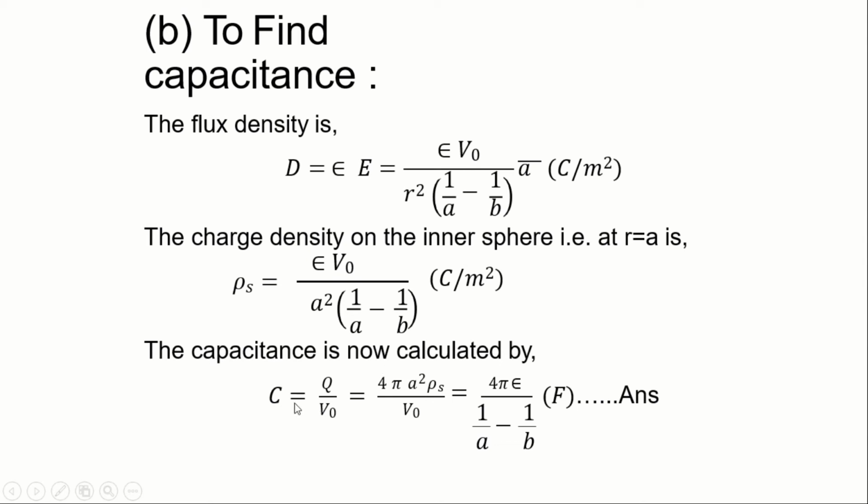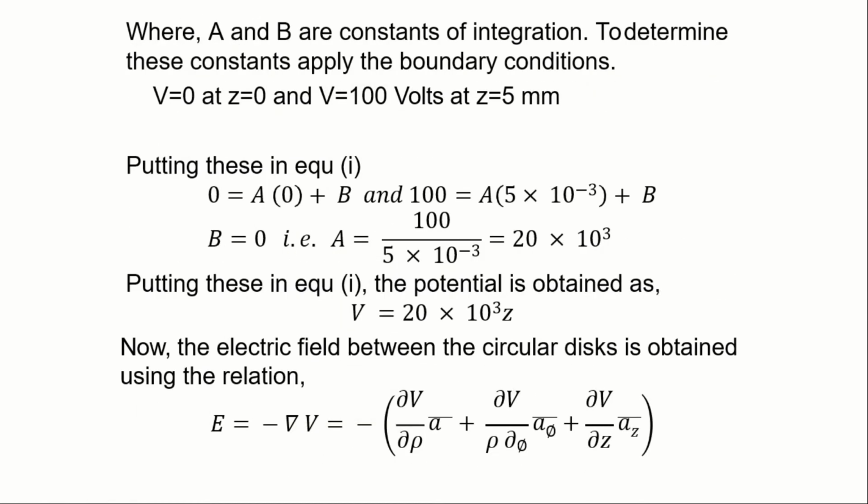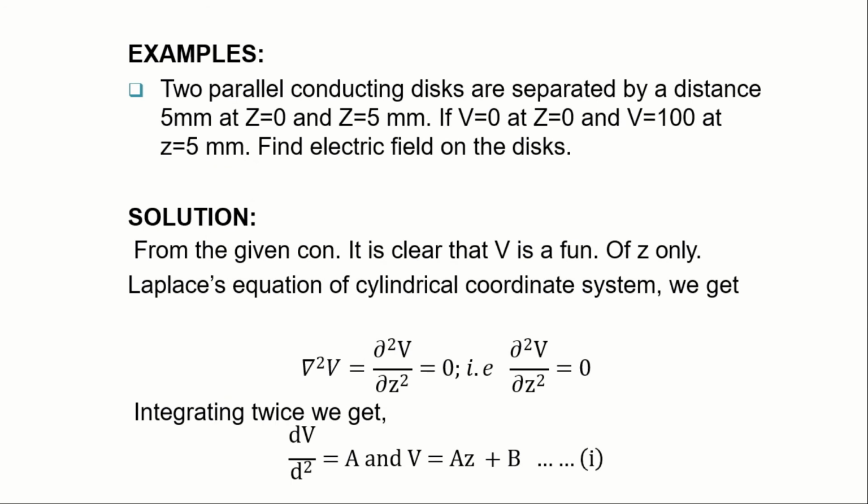Now the capacitance is equal to Q by V, where Q equal to 4 pi A square rho S. So this is the rho S. Now if we put this expression over here, then we can get the capacitance. And the unit is farad. Now this is simply a numerical. The theory we have already done for the parallel plate capacitor, that is the spherical capacitor plate actually.